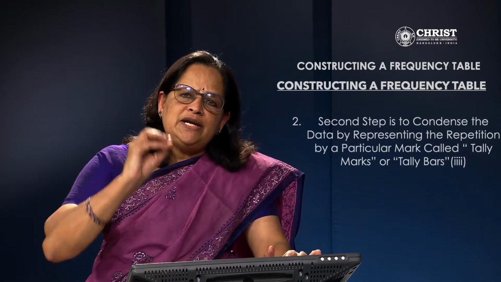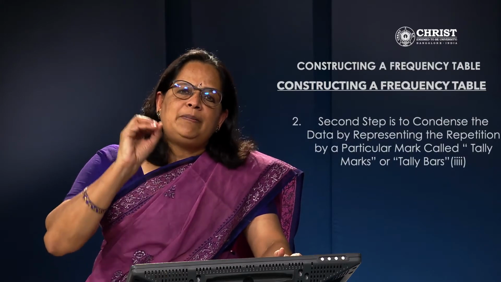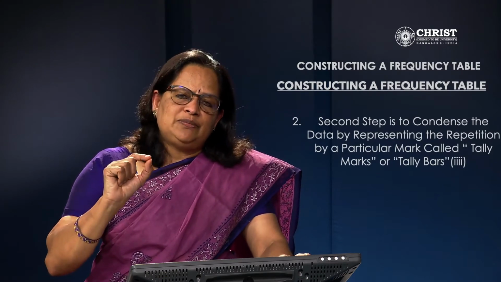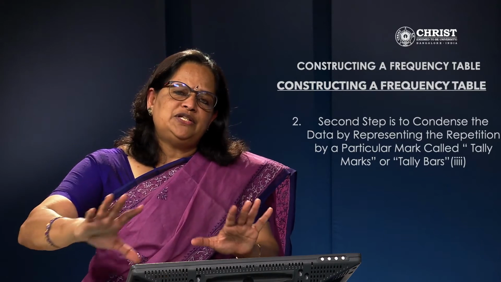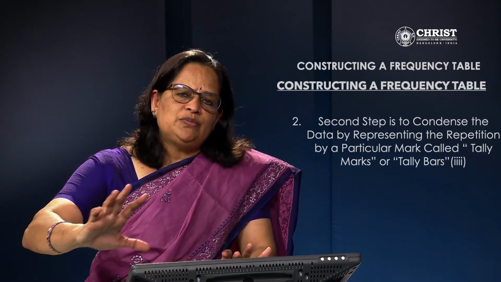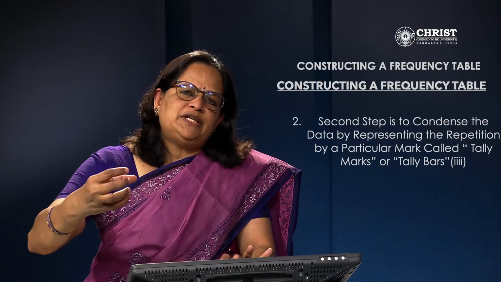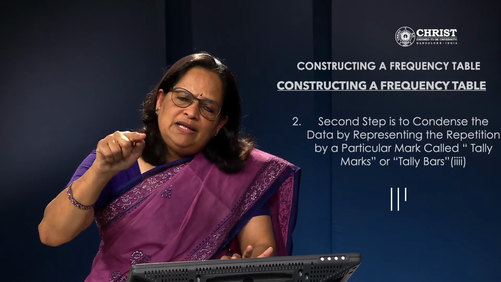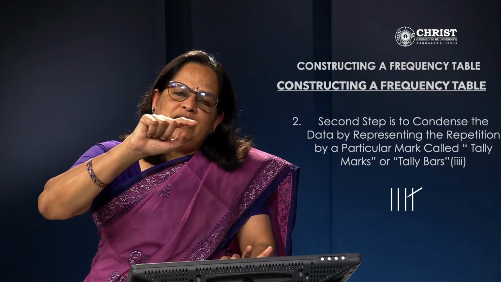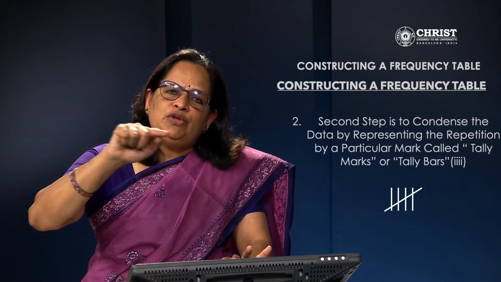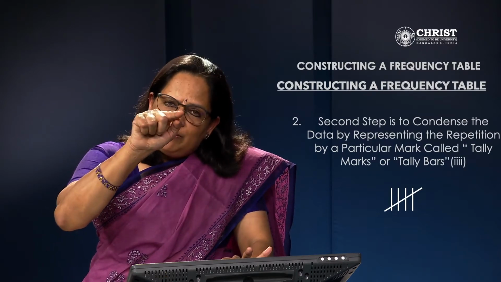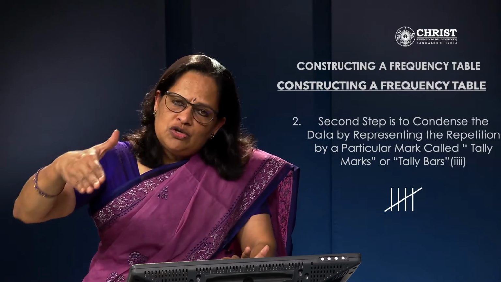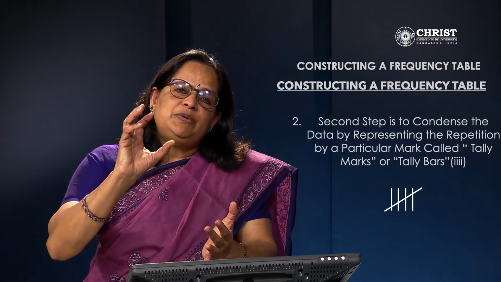The second step is to condense the data by representing the repetition by a particular mark called tally mark, or tally bars. For example, you are presenting the data and counting the number of values. If number 5 is repeated, when you get one 5, you will mark 1. Like that, for 4 fives, you mark 4. When you get the fifth one, you will cross the four with a line. Already 4 tally marks you have put, you will cross that. That means value 5 is repeated 5 times.